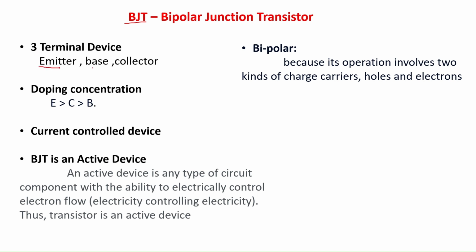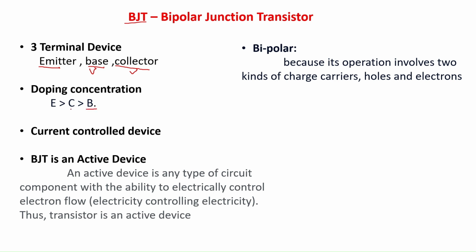The doping concentration of these three regions, emitter, base and collector, are different. The emitter region is heavily doped, the collector region is moderately doped and the base region is lightly doped. The doping concentration of collector is less than emitter and the doping concentration of base is less than the collector.